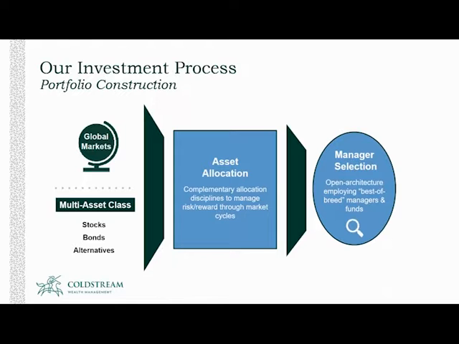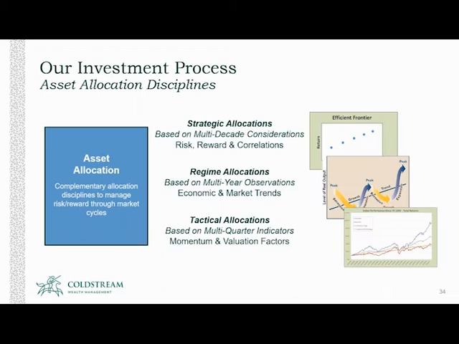To implement our asset allocation, we then seek the best of breed asset managers and funds from an open architecture. That means that we are not confined to just one or even a few fund management companies, but rather we search the universe of all available managers and funds to find what's best for our clients. More on the selection process a bit later, but first I want to unpack the asset allocation disciplines.